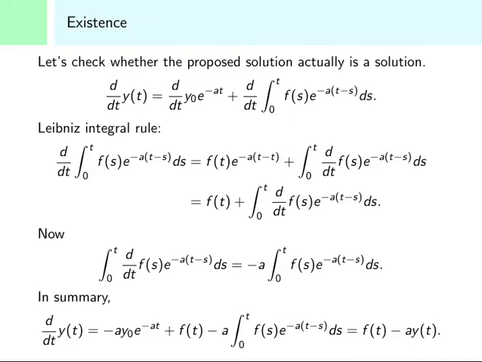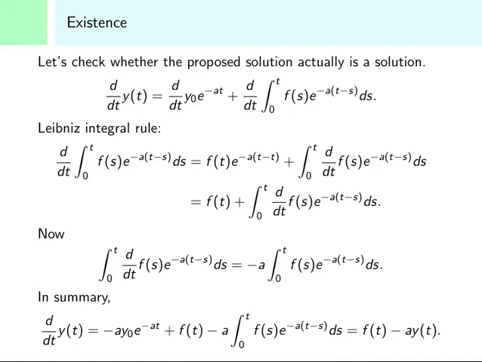The time derivative of the integral from 0 to t of f(s) exp(-a(t-s)) ds equals f(t) exp(-a(t-t)) plus the integral from 0 to t of the time derivative of f(s) exp(-a(t-s)) ds. Okay, we can write this as a sum. The first term here, f(t) exp(-a(t-t)), of course simplifies to f(t).